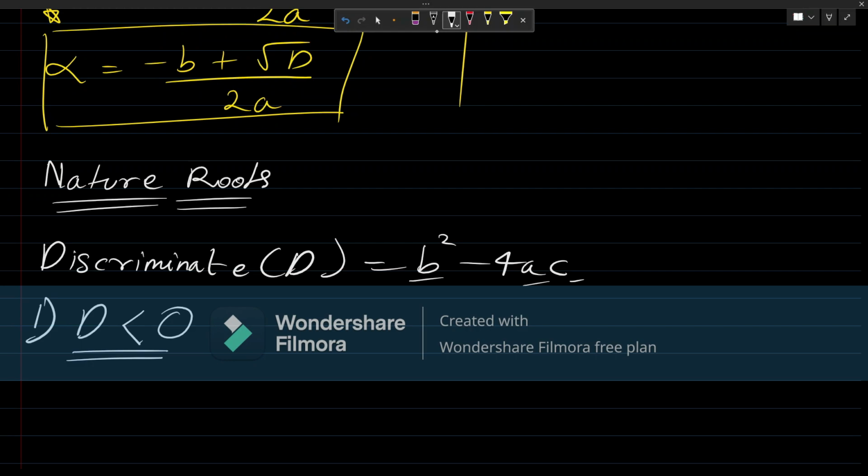Now suppose the first condition is D is smaller than 0. What will be the condition? Then the roots will be non-real, or non-existent, non-real slash imaginary numbers. So there will basically be no root of the equation.